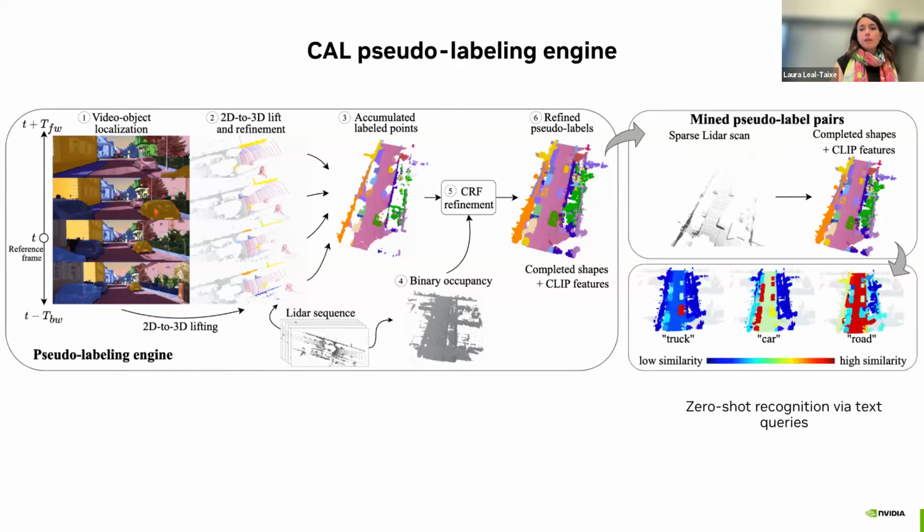And now if you, for example, do some zero-shot recognition via text queries, we have plotted here some of the similarities for these completed shapes. And you see in red where there's a high similarity, and in blue where there's low similarity. And you see that, for example, the truck is highlighted, and it's actually a different category than the car. And the road is also highlighted while all the other objects have a low similarity. So we see that this zero-shot recognition works really well also for completed shapes.